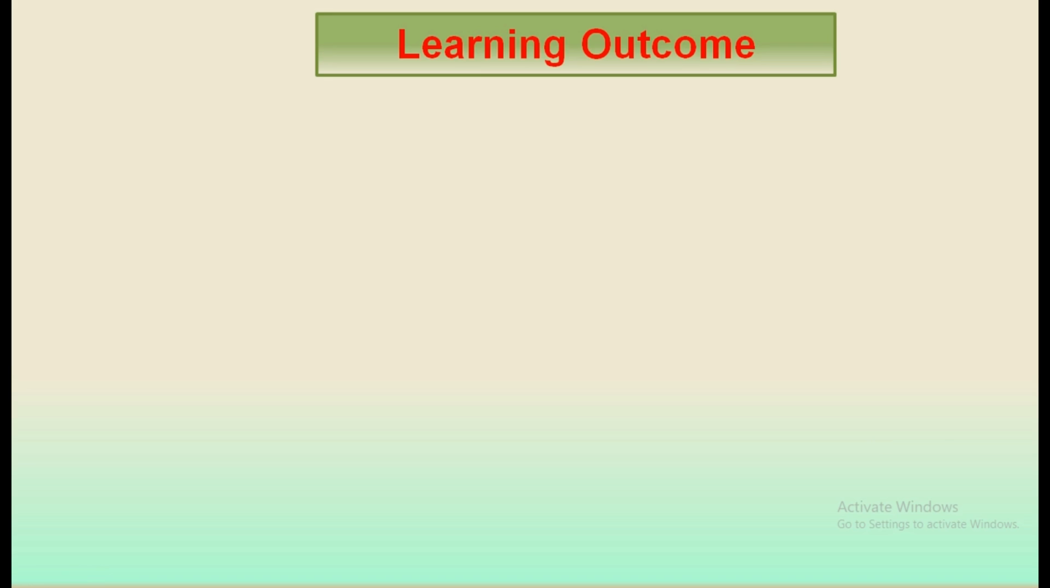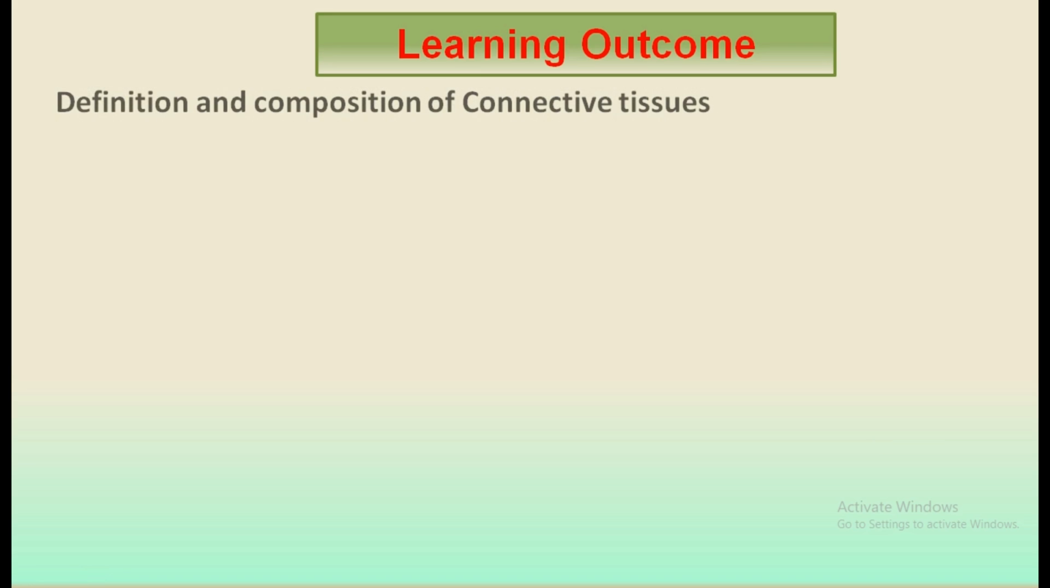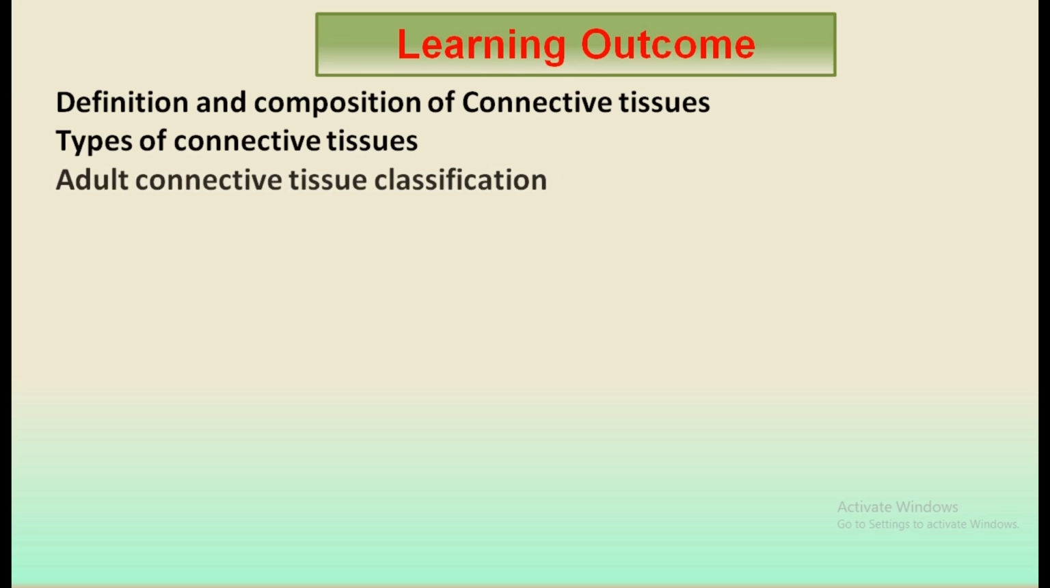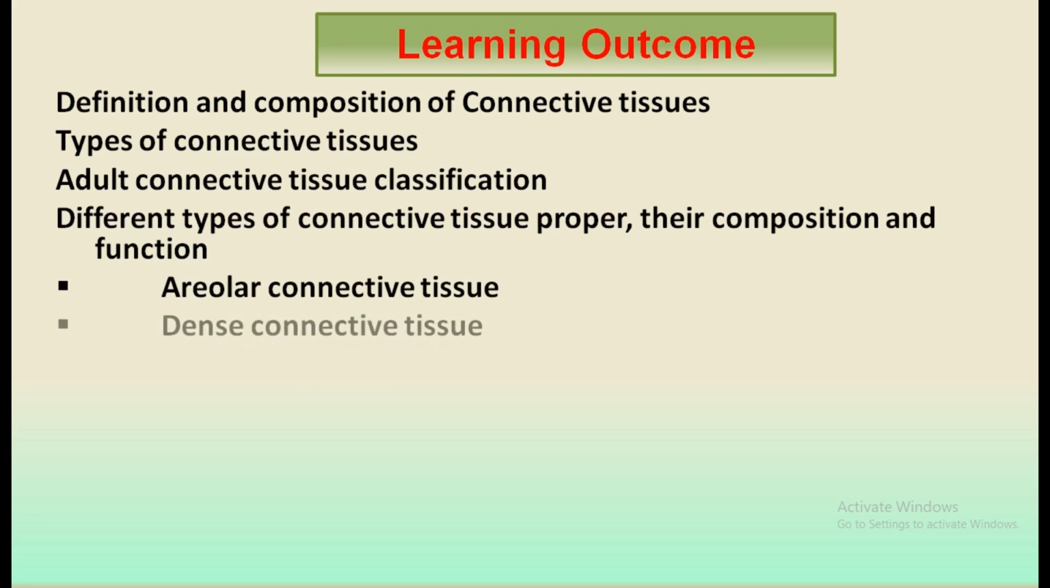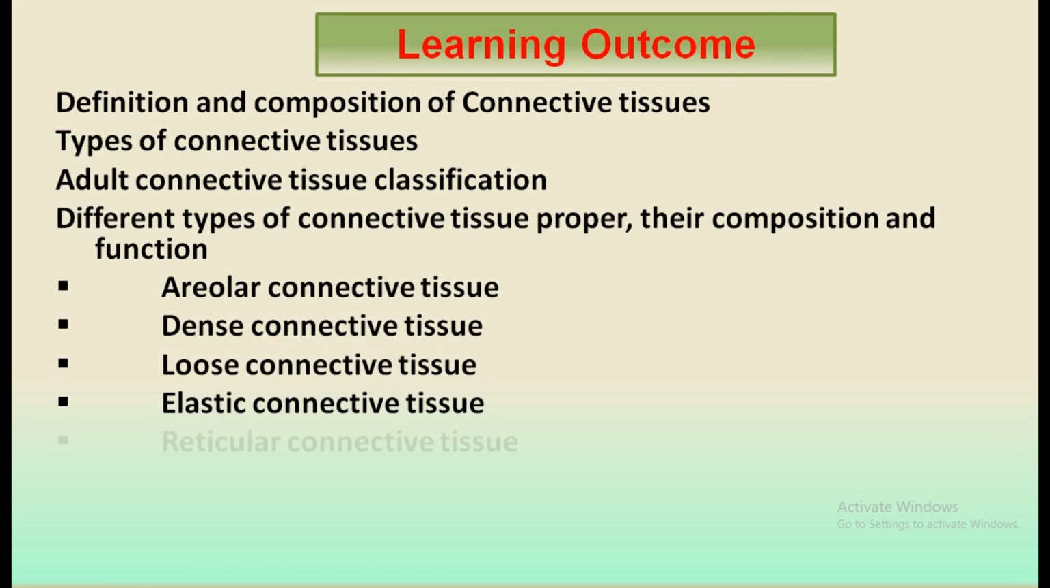At the end of this presentation, the students will be able to know about the definition and composition of connective tissues, the types of connective tissues, the adult connective tissue classification, the different types of connective tissue proper and their composition and function, that is areolar connective tissue, dense connective tissue, loose connective tissue, elastic connective tissue and reticular connective tissue.